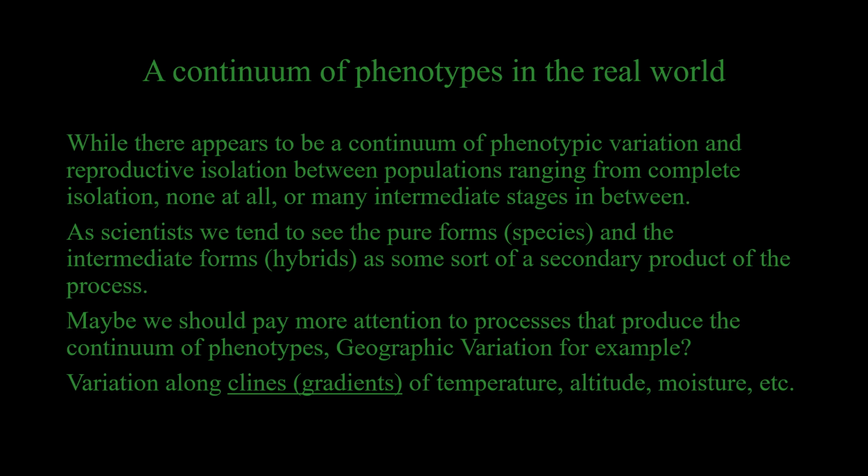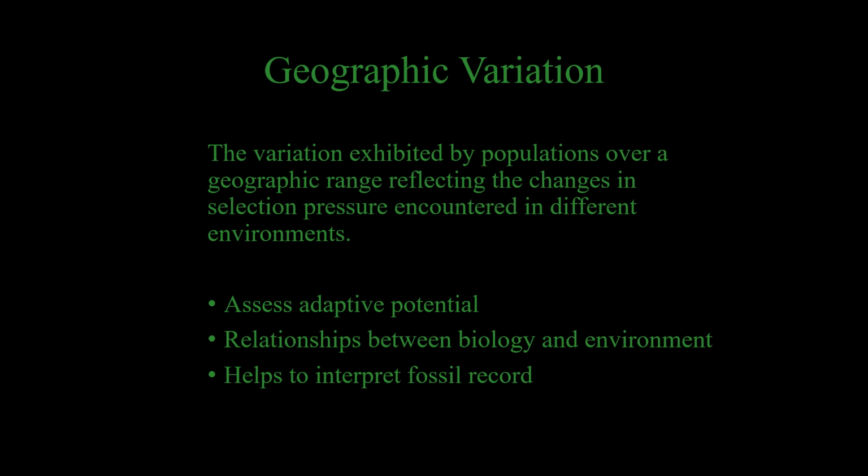This is variation along gradients that are geographic, like temperature, altitude, moisture. And the variation that we see in populations over their geographic ranges reflects the changes in selection pressures encountered in different environments. So for example, going up a mountain is going to get colder, it's going to get drier, the ultraviolet radiation is going to change, the solar radiation in general will change. And what you'll see is these organisms changing, and it shows us how much they can change. In other words, what's their adaptive potential? It shows the relationship between biology and the environment, and we can use it to interpret the fossil record. So it's of interest in itself, and it also tells us quite a bit about biology.